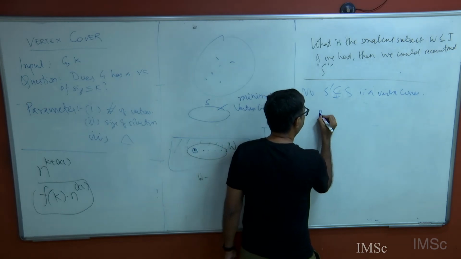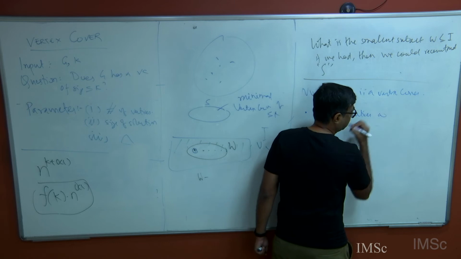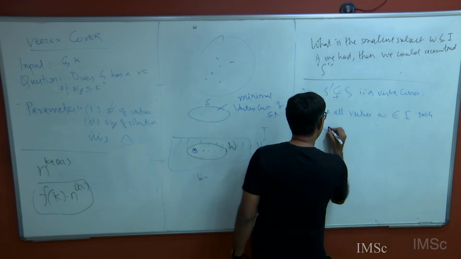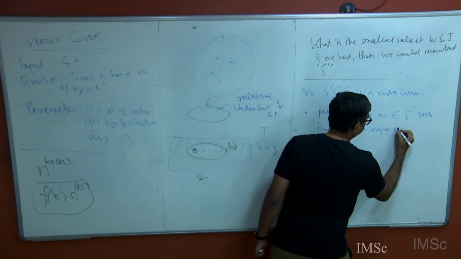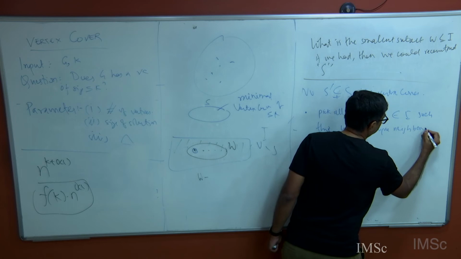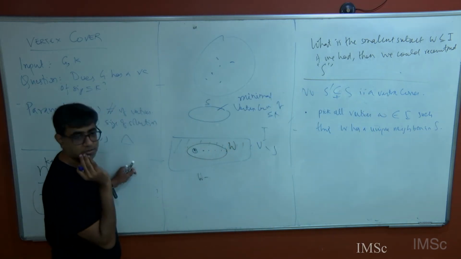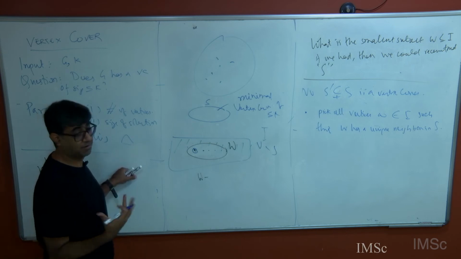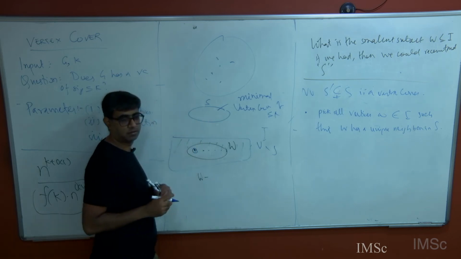Pick all vertices W in I such that W has a unique neighbor in S. Am I right? This is what you said? It's a good start. But what's the problem with this? Size could still be very large because there could be lots of people. For him, there's a single guy.